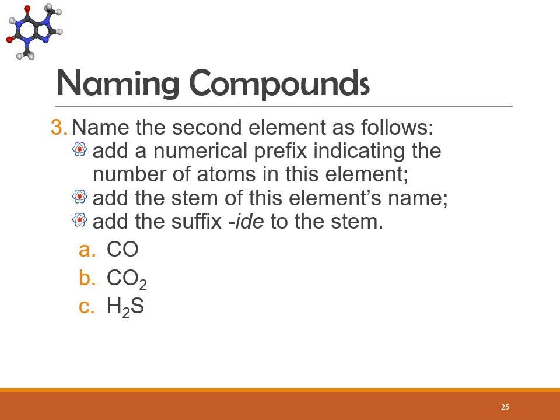Next, we name the second element. Since there is only one oxygen, we attach the prefix mono. The stem of oxygen is ox. Then we add the suffix ide. This gives us monoxide. In chemical nomenclature, if the prefix ends with an O or A and the stem starts with an O, we drop the O or A in the prefix. So we say monoxide instead of monooxide.